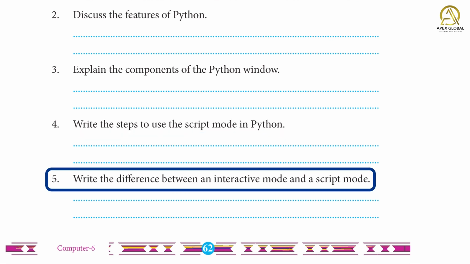5. Write the difference between an interactive mode and a script mode. Answer. Interactive mode. Interactive mode is where you type commands and they are immediately executed. Script mode. Script mode is where you put a bunch of commands into a file, a script, and then tell Python to run the file.